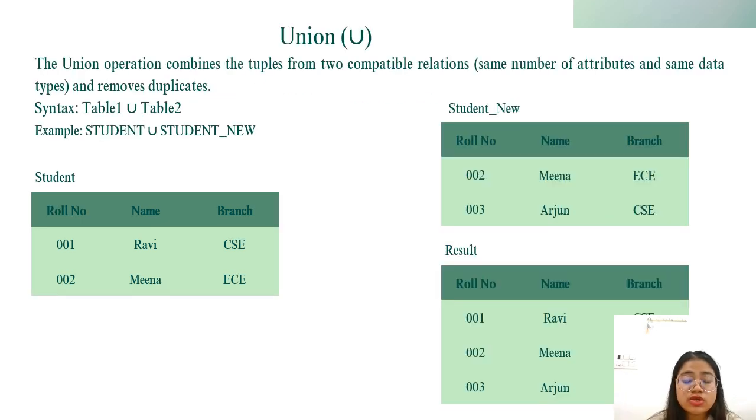Next, we have the union. So the union operation is going to combine all the tuples from the two compatible relations. Compatible relation in the sense that both the tables which we are combining should have the same attributes and the same number of columns. It's also going to remove the duplicates. Example is simple, table 1 union table 2. In table 1 we have roll number 1 and 2, in table 2 we have roll number 2 and 3. So now in the result we are going to have 1, 2 and 3. The duplicate roll number 2 has been removed. So that is the use for union.